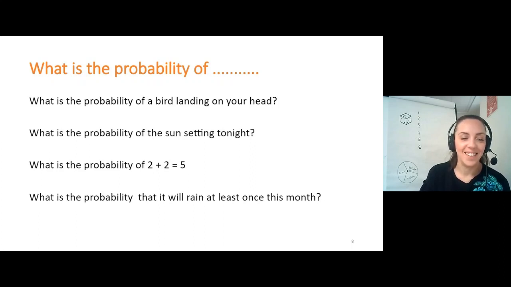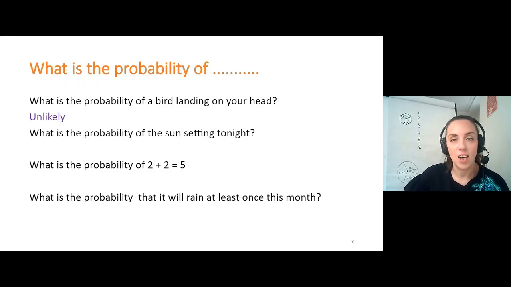Chloe says unlikely. Yeah, so it's unlikely to happen. It's not impossible because it could happen. But it is unlikely that a bird will land on your head.